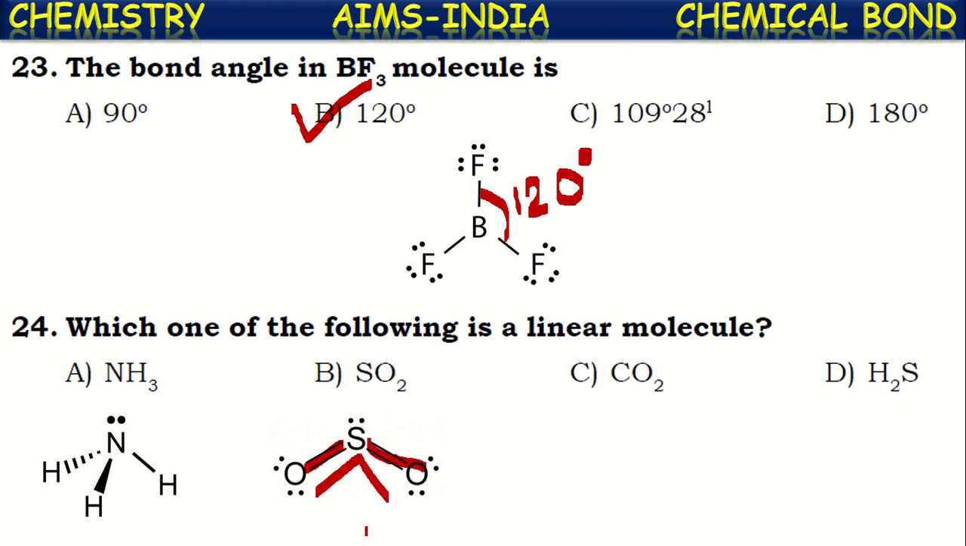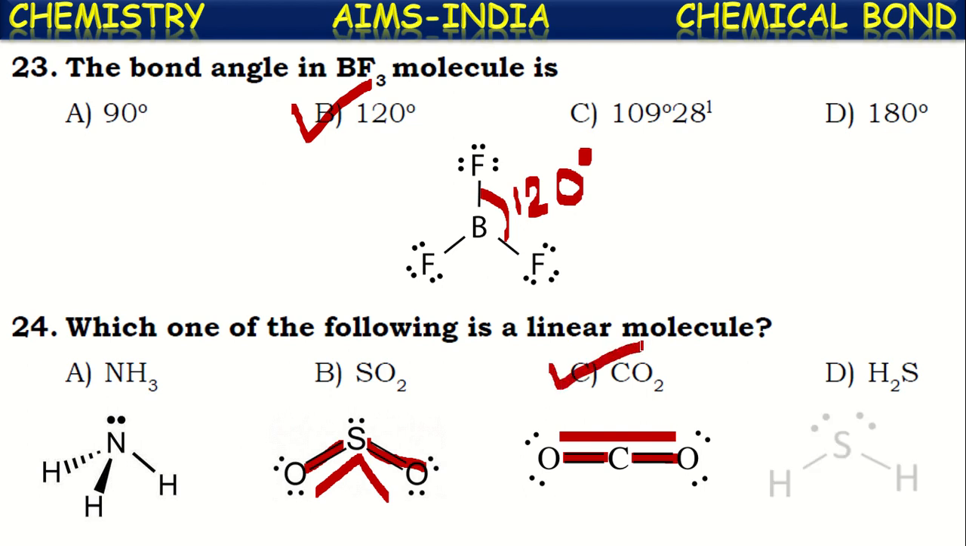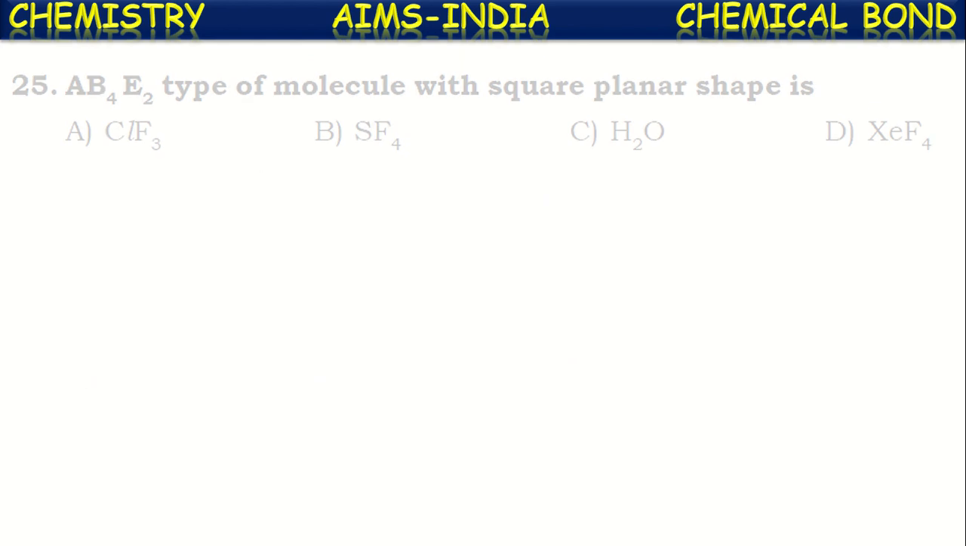What about carbon dioxide molecule? It has two bond pairs, no lone pairs on the central atom, and hence the shape will be linear. So this is the correct answer. What about H2S? In that, central atom sulfur has two bond pairs, two lone pairs. So the shape will be bent or angular. Only one molecule with linear shape among these is carbon dioxide. Okay. Next one.